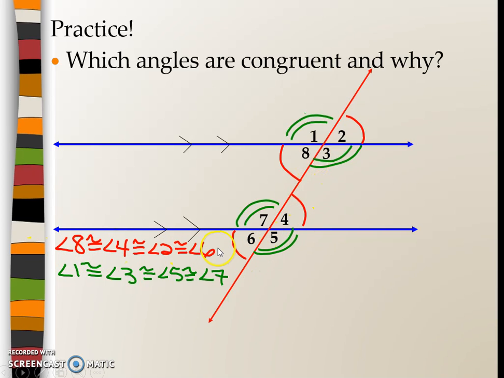Two, eight, four, six, or eight, four, two, six, they're all congruent to each other too. So if 2 is 30, 8 is 30, 4 is 30, 6 is 30. They are corresponding. They are vertical angles. So they are all congruent to each other.